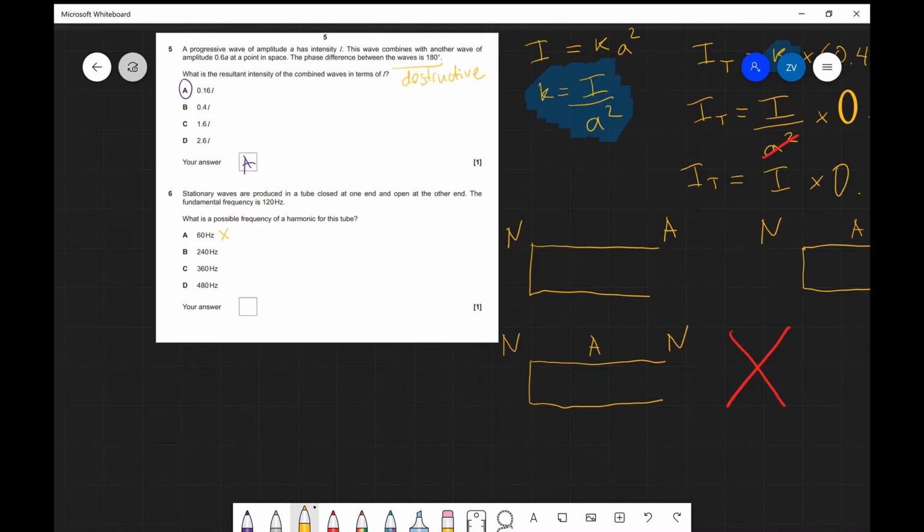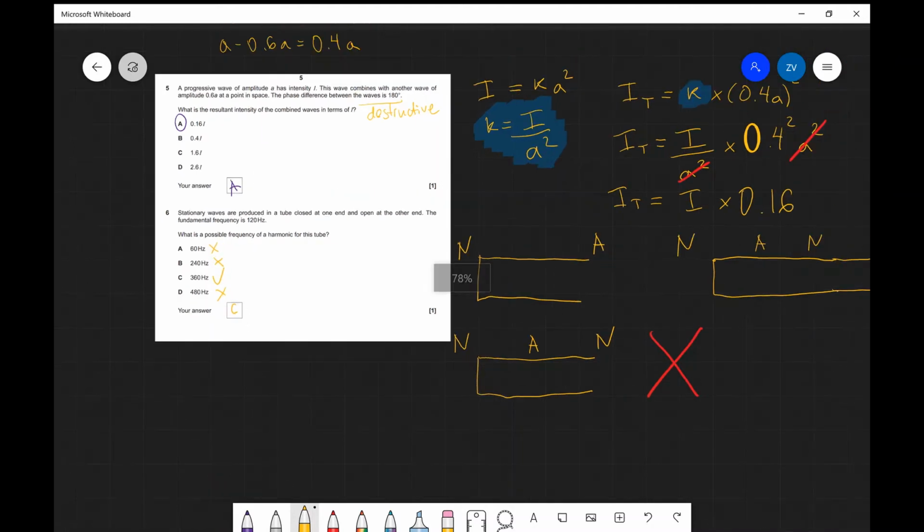240, that's a factor of 2, that's an even factor, so that's not going to be this one. 360, aha, bingo, that's the one, so that's a factor of 3. So the correct answer is C. 480 Hertz is also a factor of 4, so that's not going to be it because it's an even factor. Okay folks, hopefully this one makes sense.